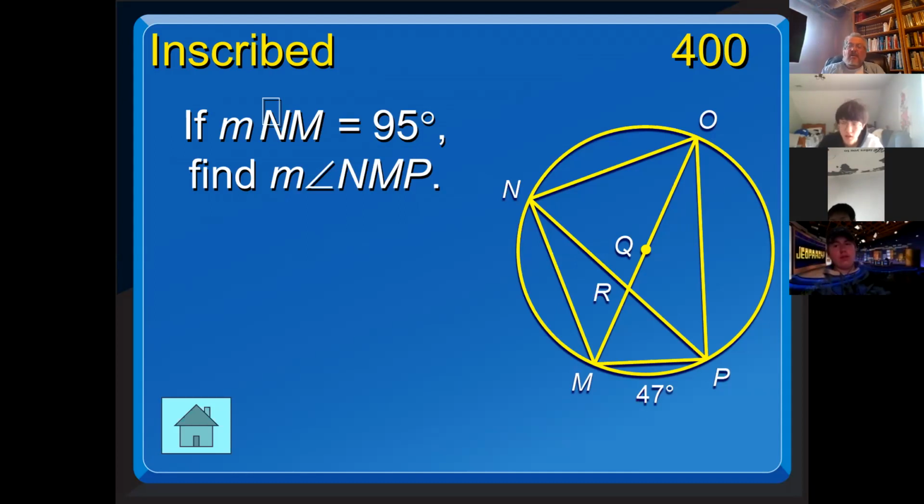Yep, I got it. So NM is an arc, right? It's that arc on the left side.